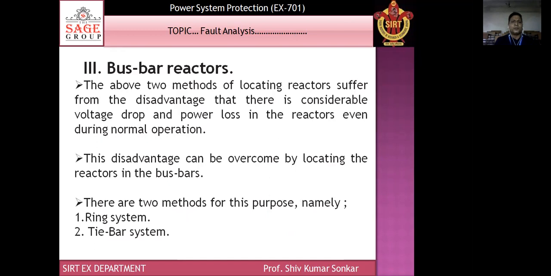Third one, bus bar reactor. The above two methods of locating reactors suffer from the disadvantage that there is a considerable voltage drop and power loss in the reactors even during normal operation. This disadvantage can be overcome by locating the reactors in the bus bar. There are two methods for this purpose, namely the ring system and the tie bar system.